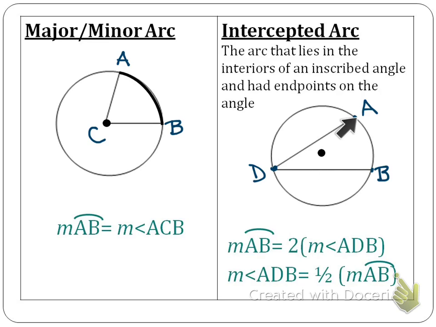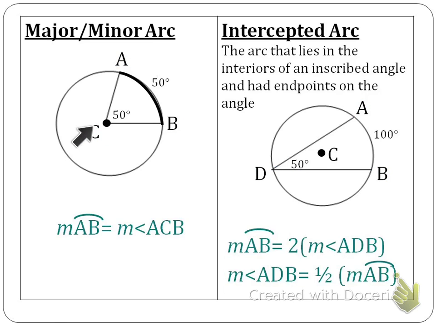Let's also insert the following letters into our picture for intercepted arc. The arc that lies in the interior of an inscribed angle, so that's this arc AB, and has endpoints on the angle, we can assume this formula fits. So the measure of this arc AB is equal to twice the measure of this angle, ADB. We can also go the other way, that the measure of this angle, ADB, is half the measure of the arc.